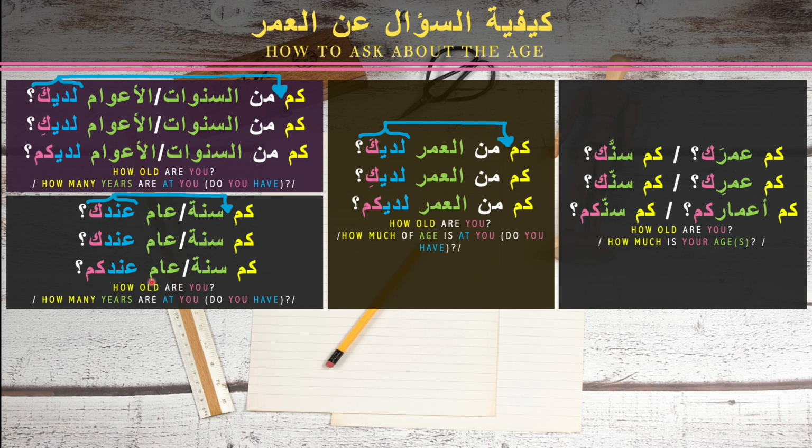Before we move to the next part, I would like to highlight two things. The first thing, that the first way is the most common way to ask about the age, either in Modern Standard Arabic or in the spoken dialects today. The second thing is which of the ways is used in Modern Standard Arabic, and which ways are used in spoken dialects. The first, which is my favorite way, and everybody's favorite way as an Arab, is used in both Modern Standard Arabic and today's spoken dialects. The second way is mostly used in Modern Standard Arabic.